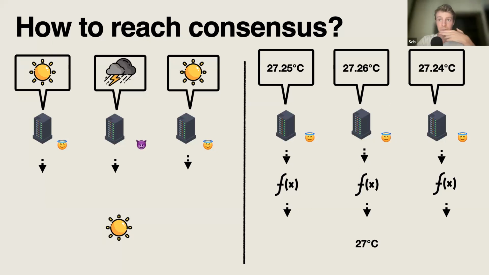Essentially, this function is going to be used as an input to make sure that you can reach a consensus. So for example, you could use a truncate function, so you only keep the first part of the value. In that case, the consensus would be reached easily. It would be 27 degrees, and that's the value you would be returned.